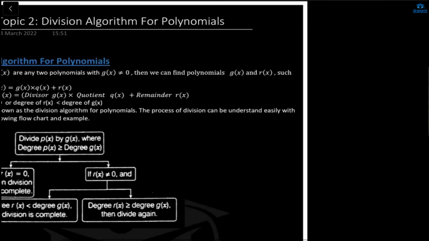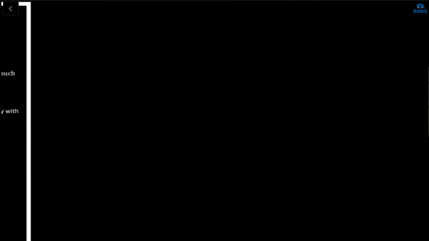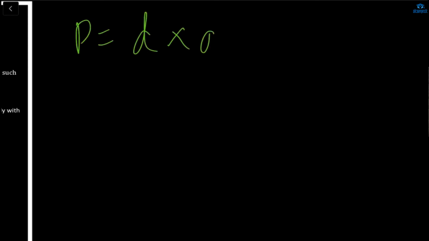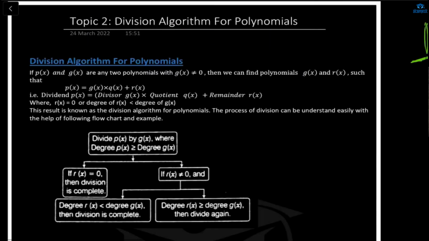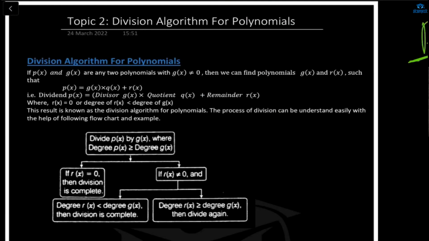It was not x there, it was p. p is equal to d multiplied by q plus r. Here p was the dividend, d was the divisor, q was the quotient, and r was the remainder. So this is your main division algorithm lemma. Today, as we are studying polynomials, we'll learn about polynomials. Now here p(x): generally, we represent a polynomial by p(x).